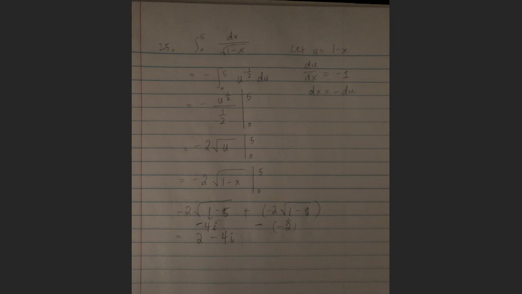Then I plug in the upper bound and lower bound: negative 2 radical 1 minus 5, which gives me negative 4i, where i represents the imaginary number, since it's a negative number within the radical. Then I subtract that from negative 2 radical 1 minus 0, which gives negative 2. Then I just rearrange it and I get 2 minus 4i. That's it. Great. Okay, thank you. Thank you, Emily.